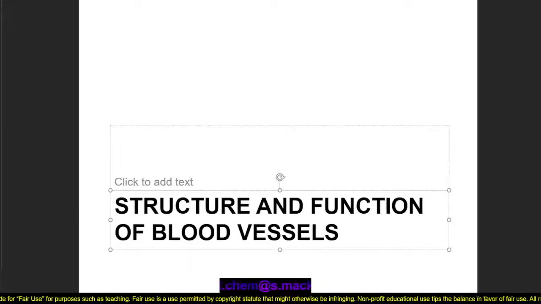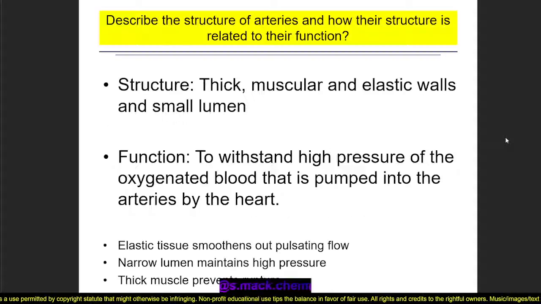Hi everyone, in this video we are going to look at the structure of blood vessels and the function of blood vessels. We will relate structure to function. The question states, describe the structure of arteries and how their structure is related to their function.